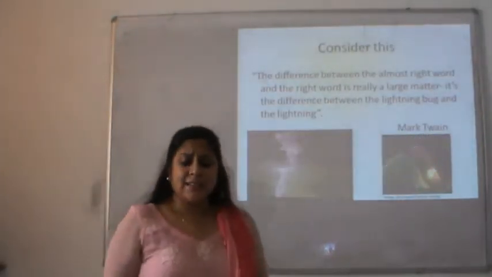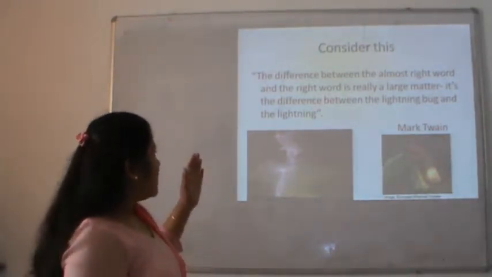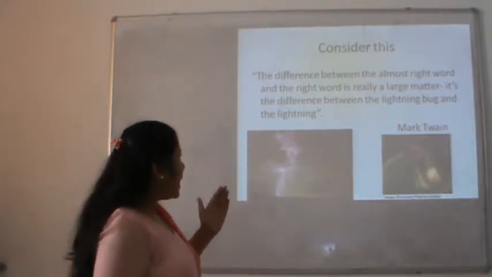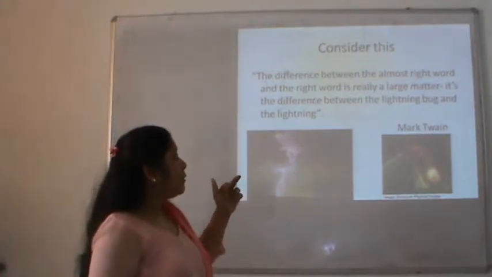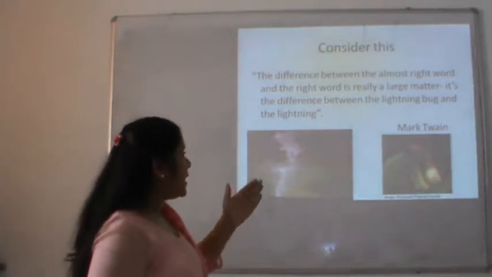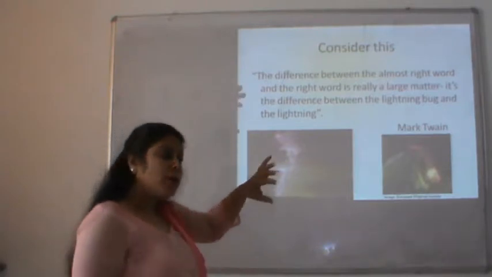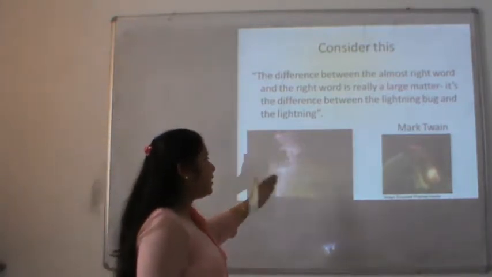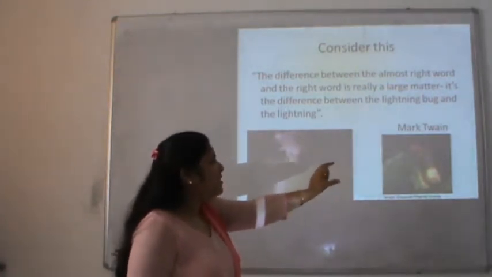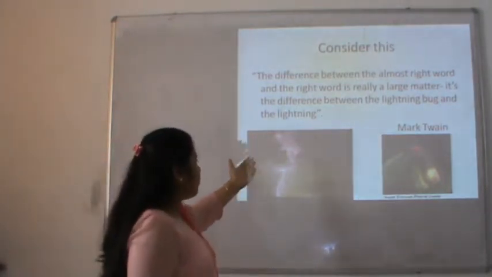Just consider this. This is a very nice quote by Mark Twain. And here it says, the difference between the almost right word and the right word is really a large matter. It is the difference between the lightning bug and the lightning. Now you can understand that both the things are different. Lightning is different and lightning bug is different. Now this is an insect. Lightning bug is an insect which emits light. And lightning, all of you know what is lightning?